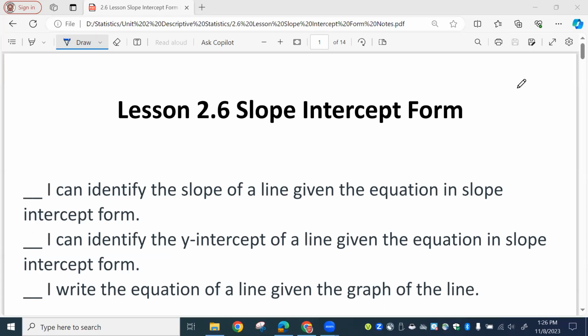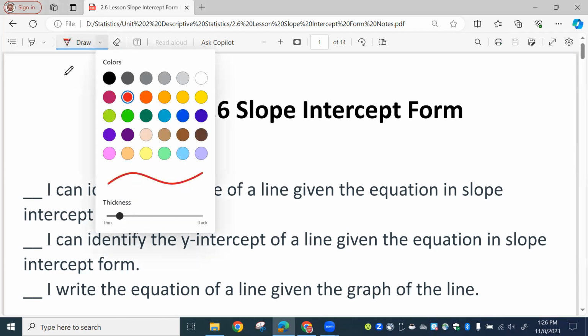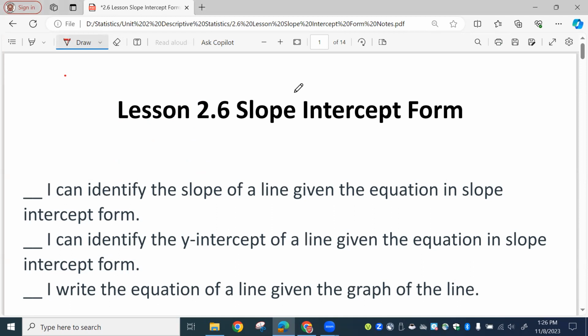Hey, all, now that we have talked about finding the slope of lines, we're going to talk about how we can use that slope and some other information to write the equations of lines. We're going to write them today specifically in what we call slope-intercept form that looks like this.